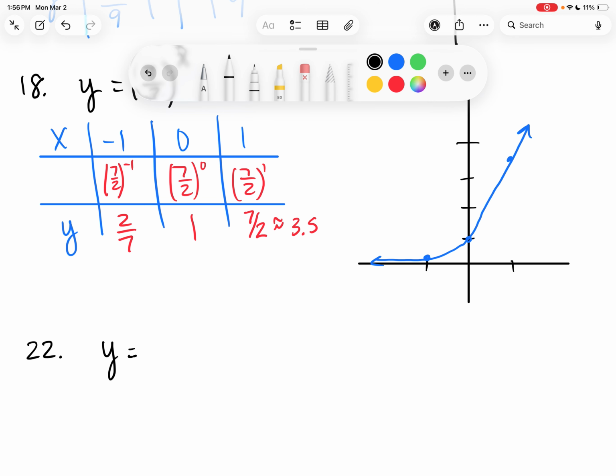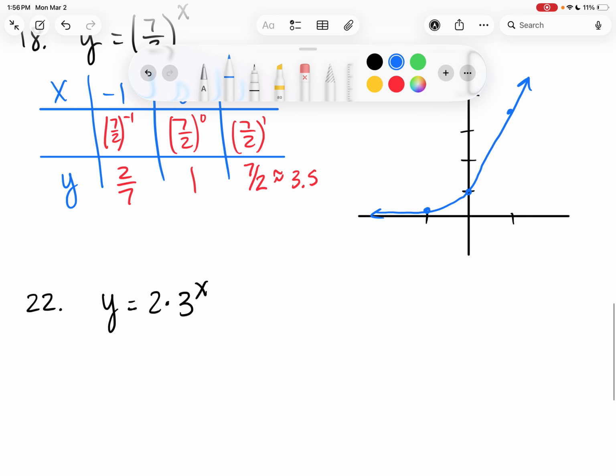22. Y equals 2 times 3 to the x. What? So do we multiply? I told you we weren't done. So do we multiply it first? Nope. PEMDAS. Exponents come first. So I'm still going to set up a table. I'm just probably going to need a little more space in my middle box.